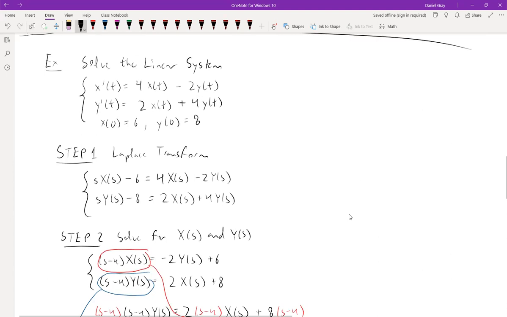Now let's try this one. So this is another one. We're going to solve it basically the same way. Here's my system, and here are my initial values.